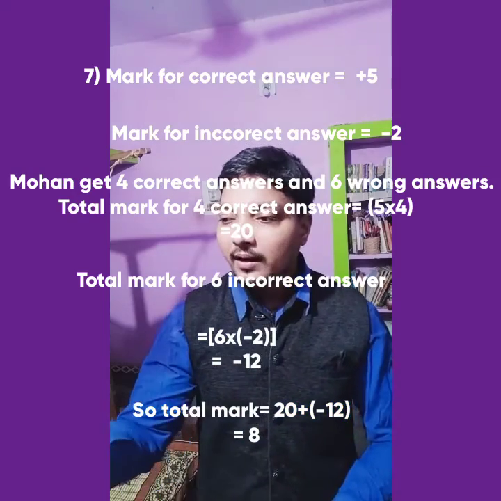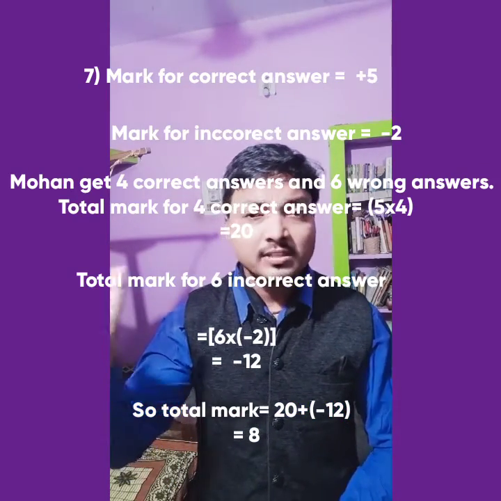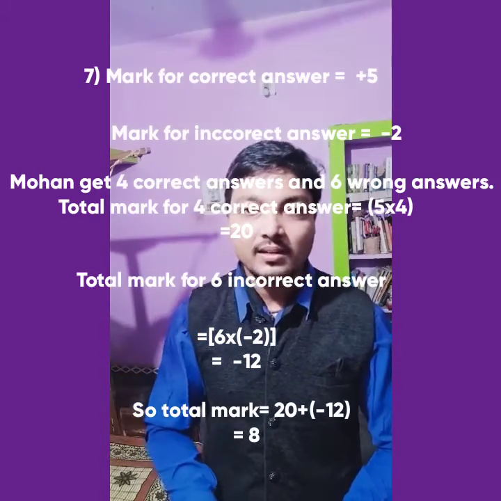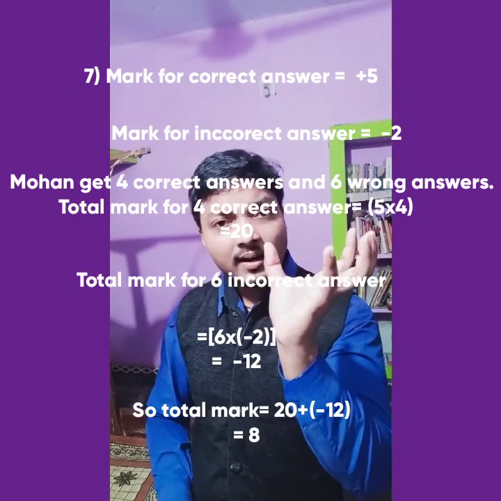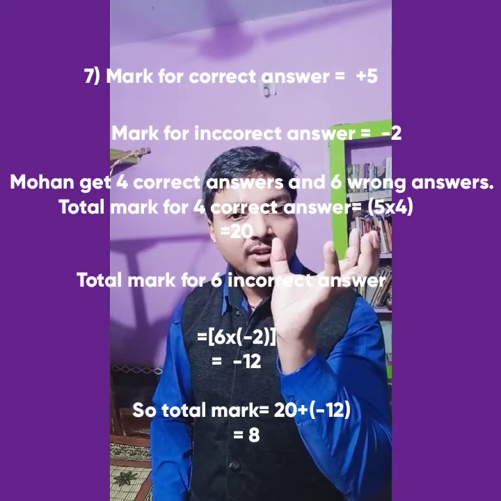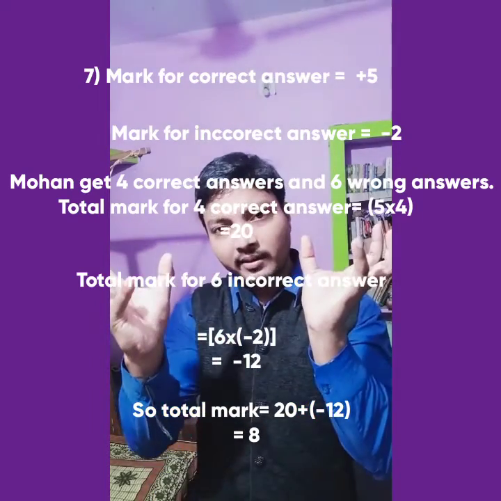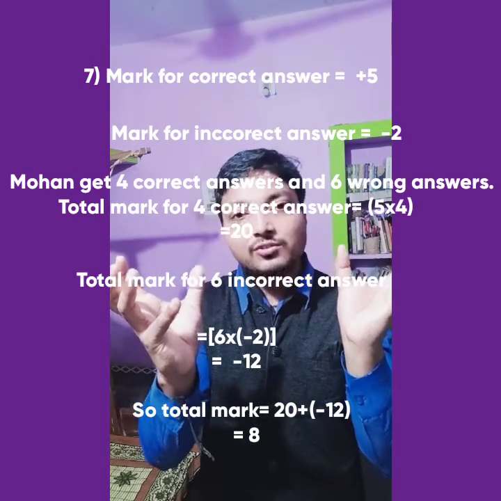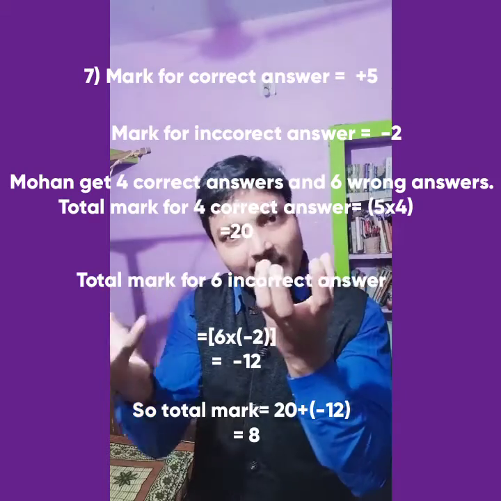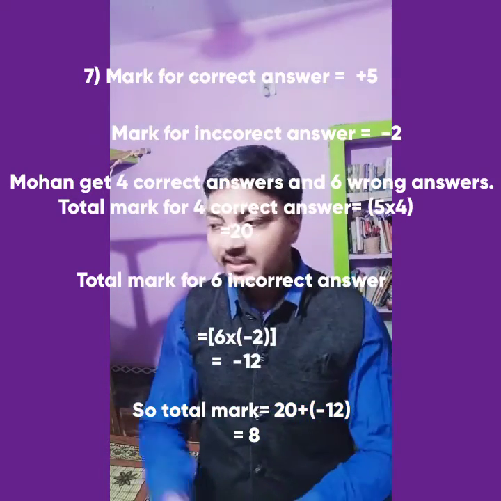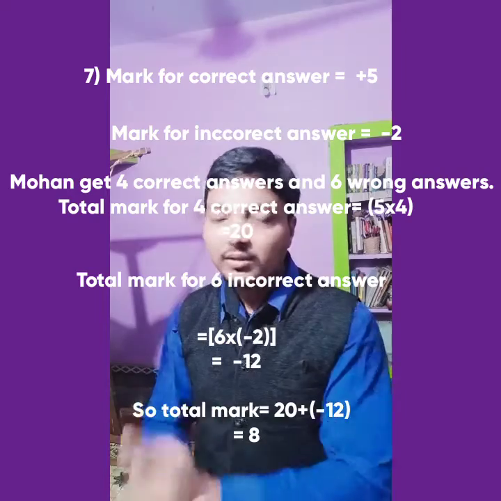Then for 1 wrong answer, the mark is -2. For 6 wrong answers, the mark will be 6 into -2 equal to -12. So Mohan got 20 for the correct questions, and for the incorrect questions it is -12. So the total mark means correct total plus incorrect total. It means 20 plus -12, which is equal to 8. Now the mark Mohan got is 8.